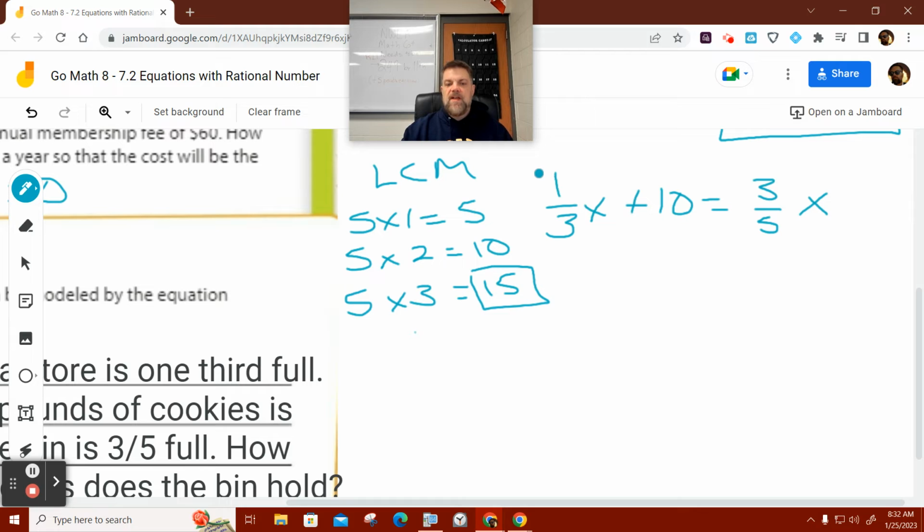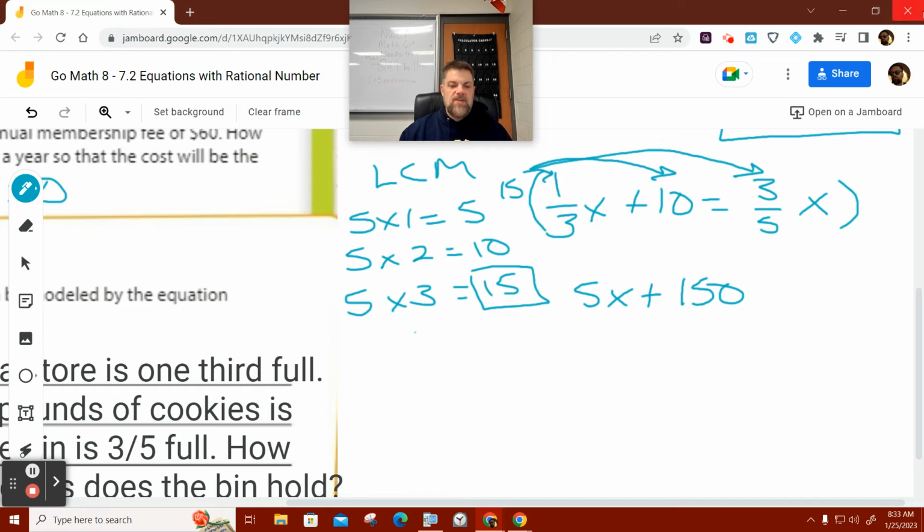All right, so I'm going to take this whole thing and multiply it by 15. What's 15 times 1? 15. 15 divided by 3 is 5, so this whole thing becomes 5x. What's 15 times 10? 150. Now what's 15 times 3?